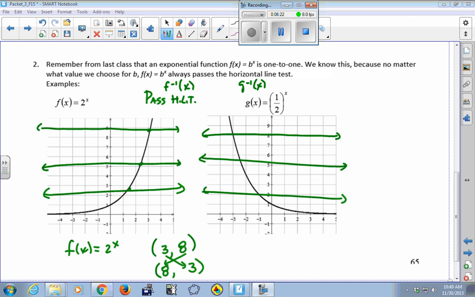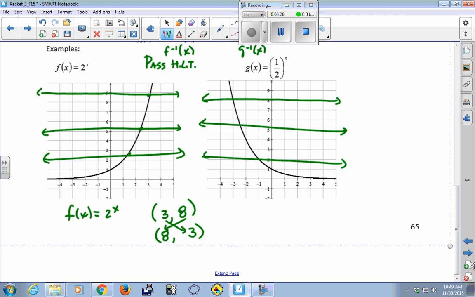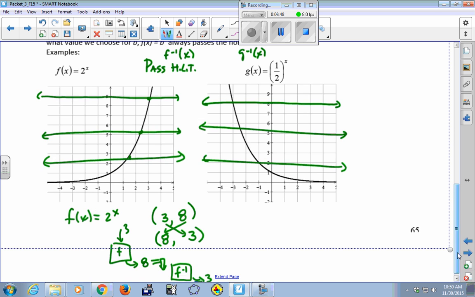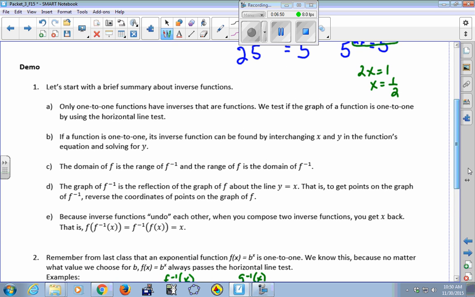I know this will happen, if I did a picture of function machines, because I know how inverses work: if I put 3 into f, out comes 8, which is 2 to the third. And then if I take that 8 and dump it into whatever f inverse is, I'm going to come right back to 3 again. But I still don't know what to call f inverse. But that's what they're talking about there. Okay, C.